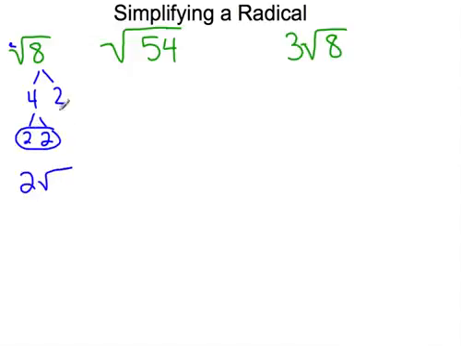And whatever's left over that has not been broken down further, like this 4 has been broken down further, the 8 was broken down further, but this 2's left over, I'll just put the 2 back on the inside. So the square root of 8 turns out to be 2 square root of 2.